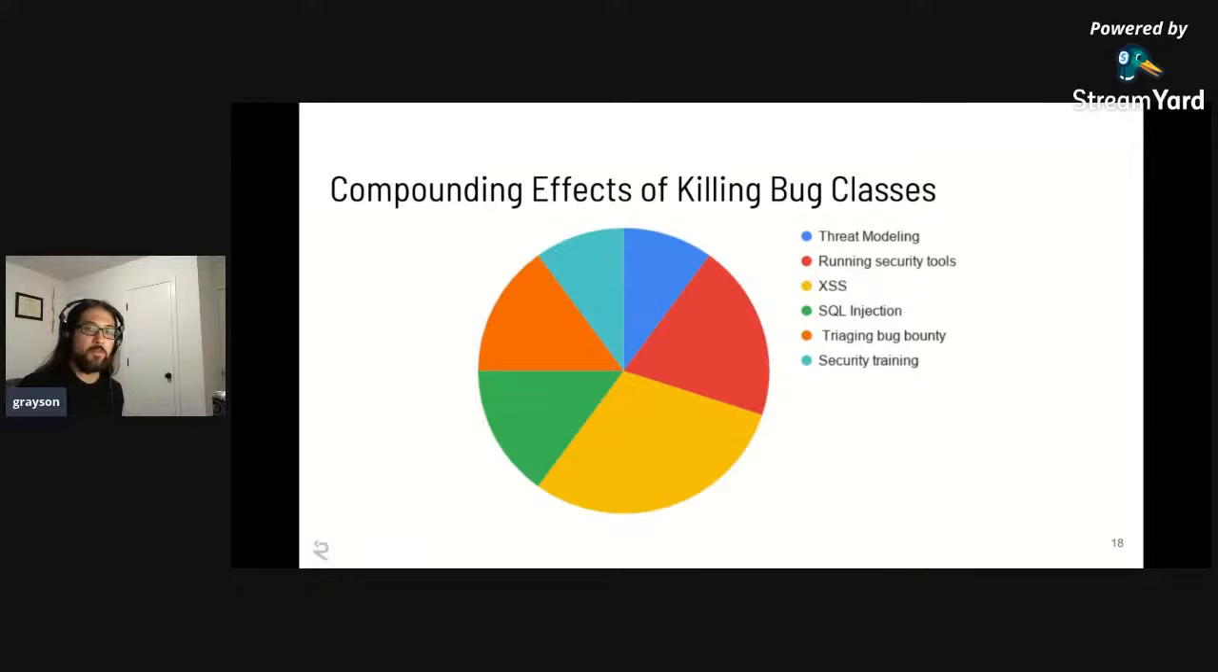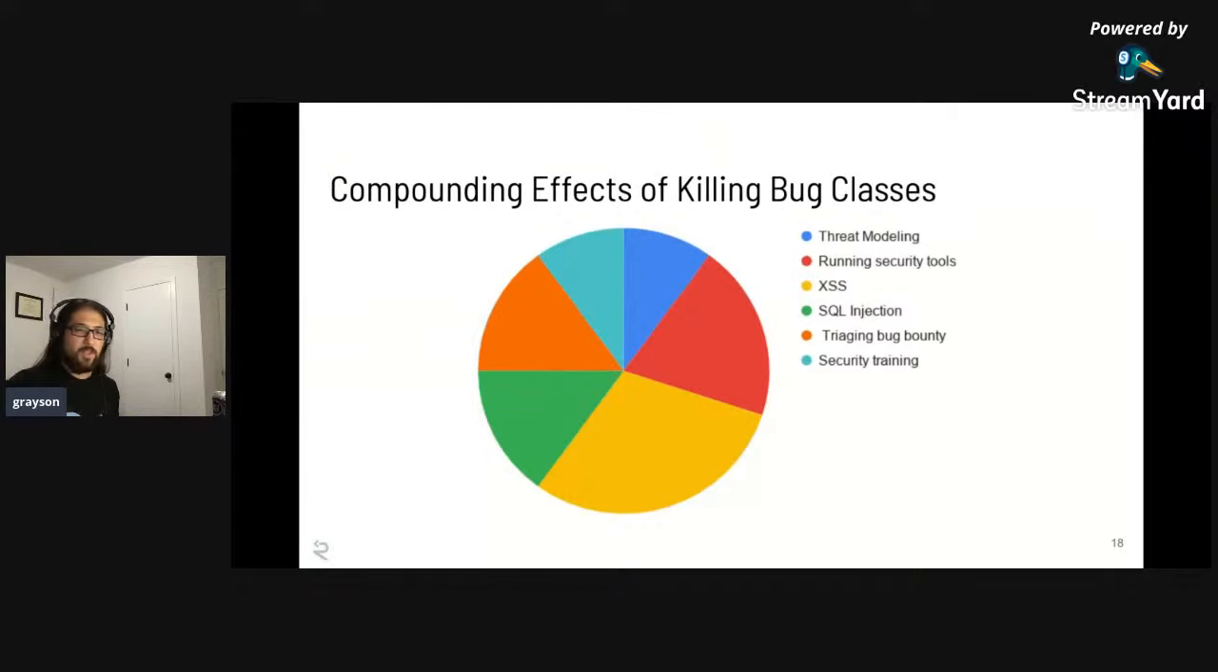code. To sort of drive it home that invariants are easy and useful, let's imagine that this pie chart is like the amount of time that you spend on things as a security team. You might do some threat modeling. You might run some security tools and read the reports. You might triage a bug bounty, you might be in the code yourself fixing XSS or SQL injection.